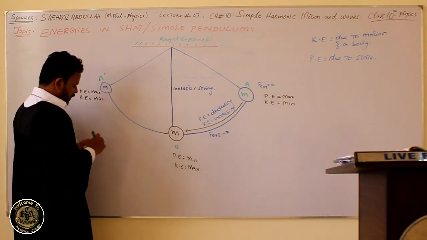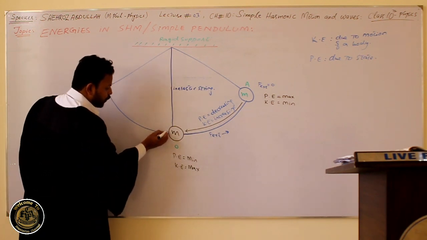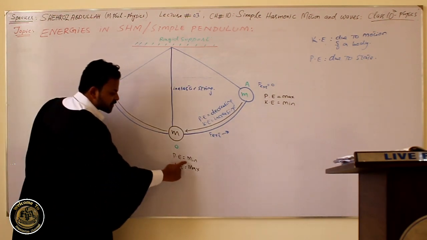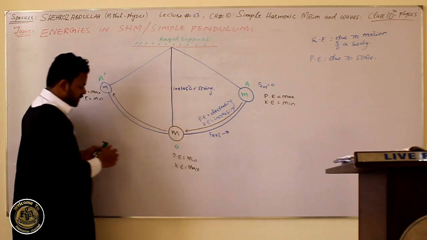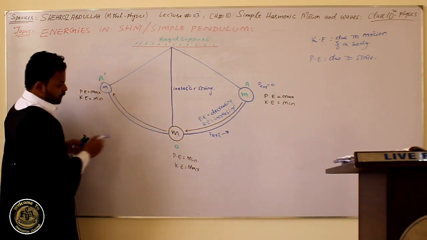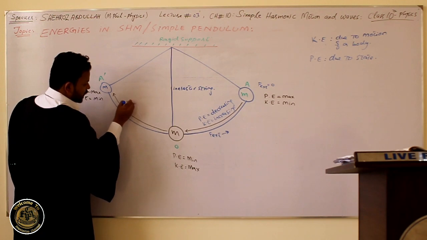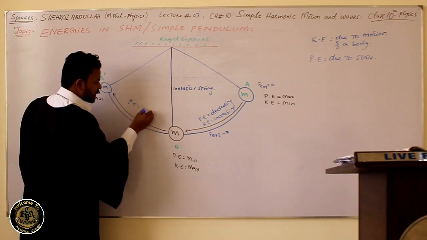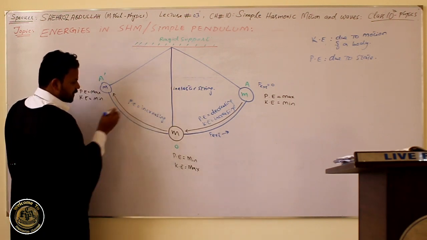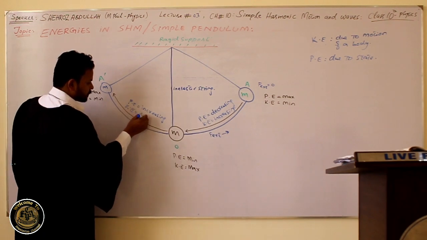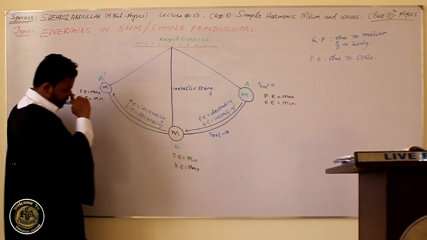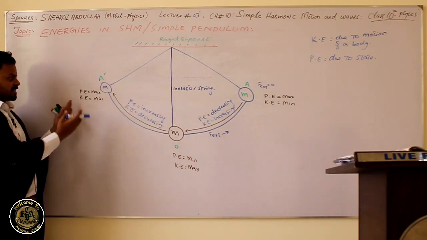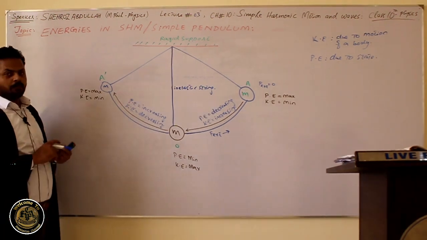Now, when the body is moving from point O to A dash, at mean position the potential energy was minimum and kinetic energy was maximum. So what will happen over here? Potential energy was minimum, now it will start increasing, and kinetic energy will start decreasing. And when the body reaches point A dash, the kinetic and potential energy are as shown. Look, potential will be maximum, kinetic will be minimum.